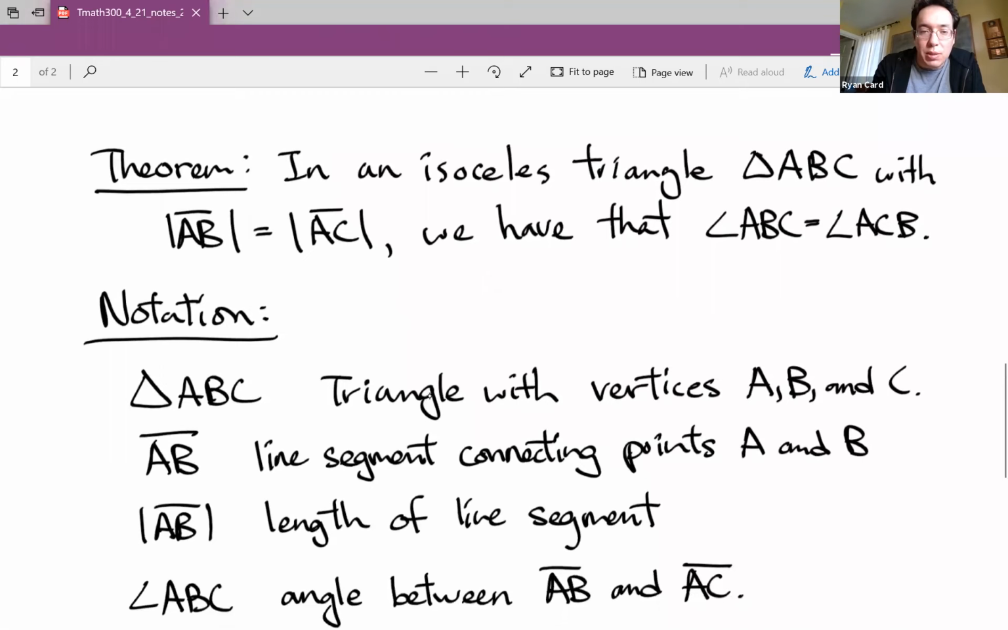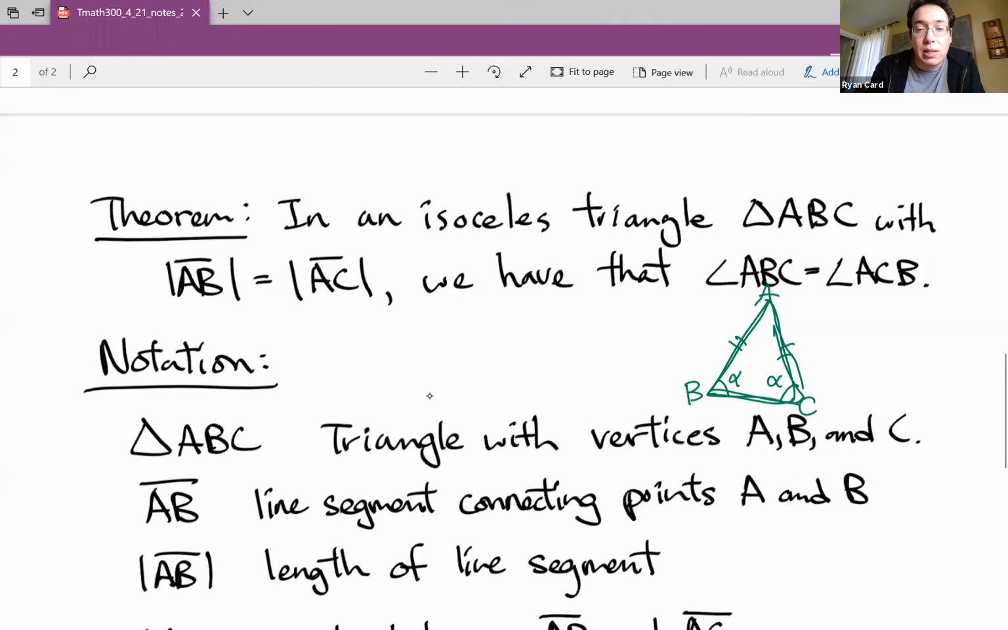Another theorem that might be useful is that an isosceles triangle has two angles that are exactly equal. If you have an isosceles triangle, which means these two sides have the same length, the angle ABC, called the angle alpha, is the exact same angle as the angle ACB. This might be a fact you're intimately familiar with from geometry, but it's always true for isosceles triangles, so maybe that could be useful.